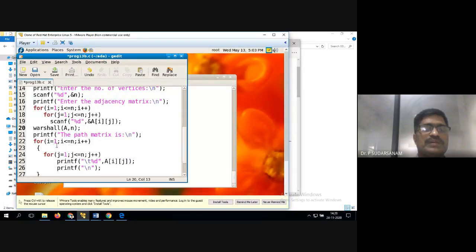You know how to print the matrix: i from 1 to n, j from 1 to n. Tab is used to give the gaps, then A of i comma j. Once the row is printed, then backslash n takes it to the new line, that's it.